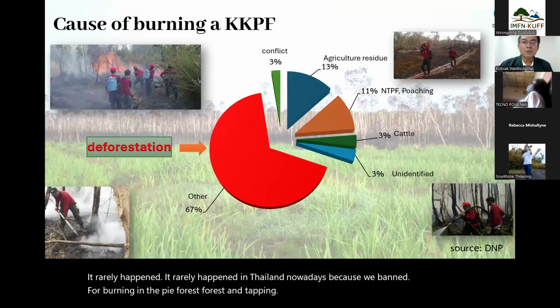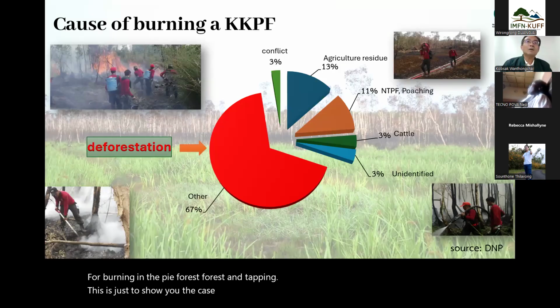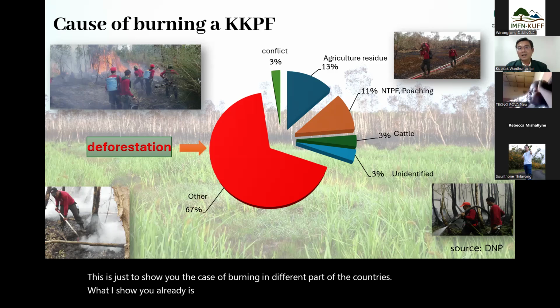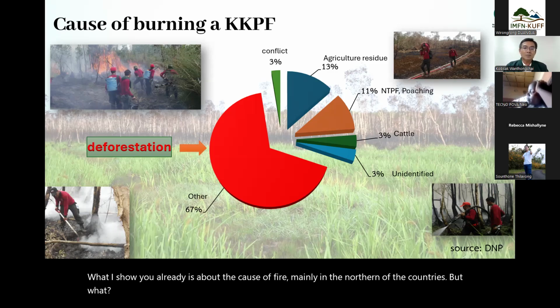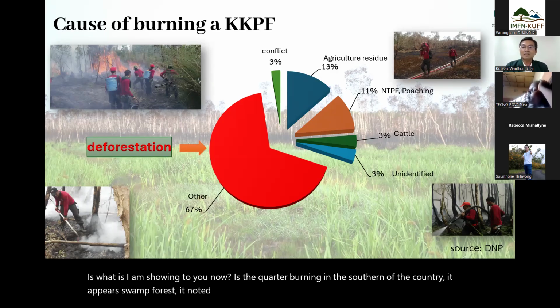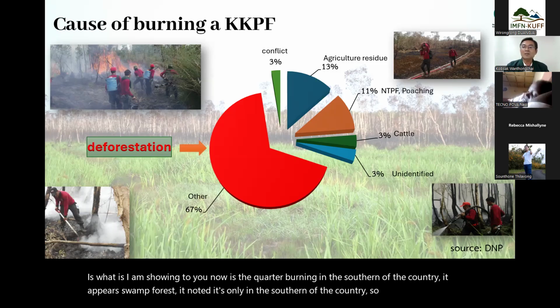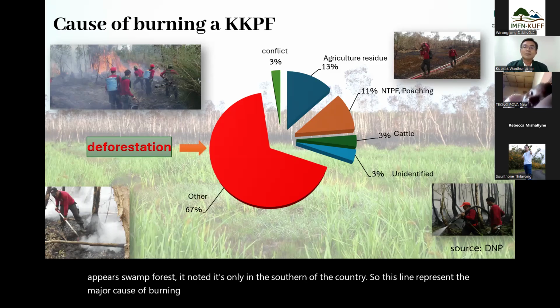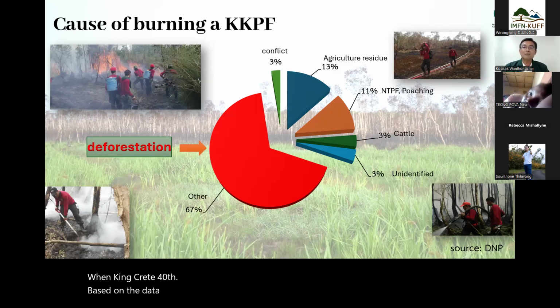This is just to show you the cases of burning in different parts of the country. What I showed you already is about the cause of fire mainly in the north of the country. But what I am showing you now is the cause of burning in the south of the country, in the peat swamp forest. So this slide represents the major causes of burning in Khon Kreng peat forest, based on data from the Department of National Park, Wildlife and Plant Conservation.